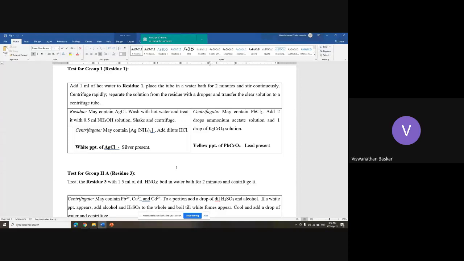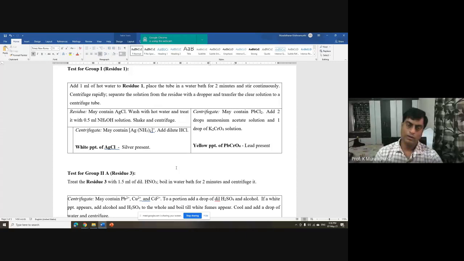Okay, Murali. Yeah, thanks, Bhaskar. I hope all of you got that feeling that anion reaction and cation reaction, this procedure you have to completely do separately. Don't ever try to mix this thing to that one. That's a clear point here.